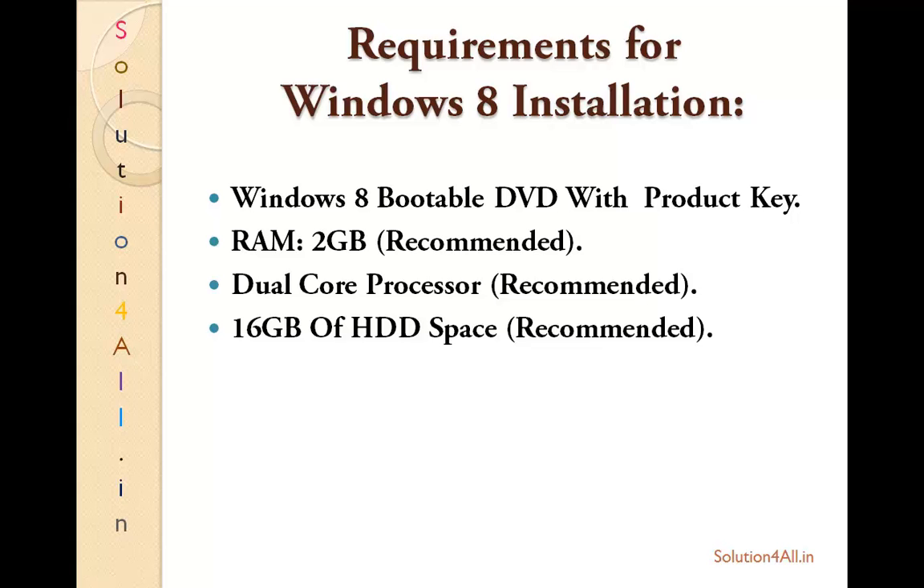Before going to install Windows 8, we need to have some pre-requirements. The requirements for Windows 8 installation are a Windows 8 bootable DVD, a product key, a minimum of 2 GB of RAM in your local system, a dual core or better processor, and a minimum of 16 GB of hard disk drive space.